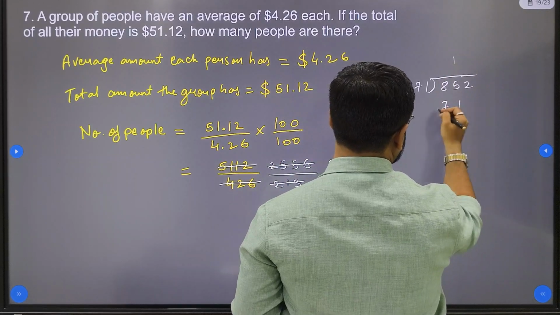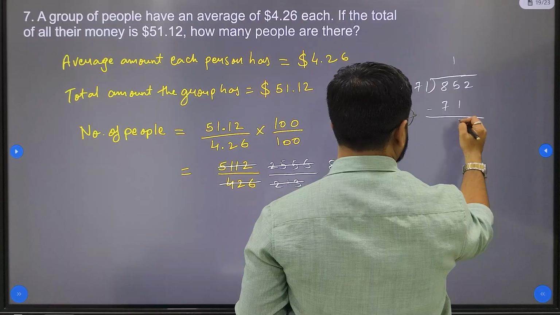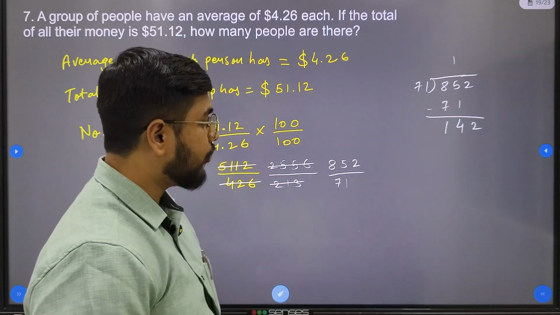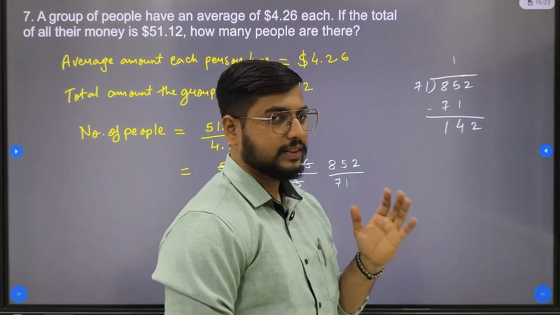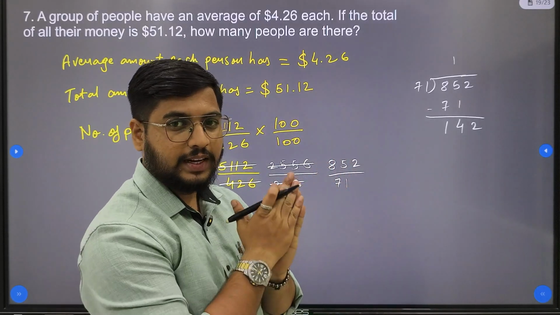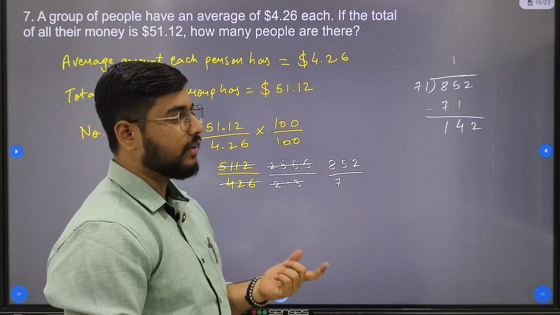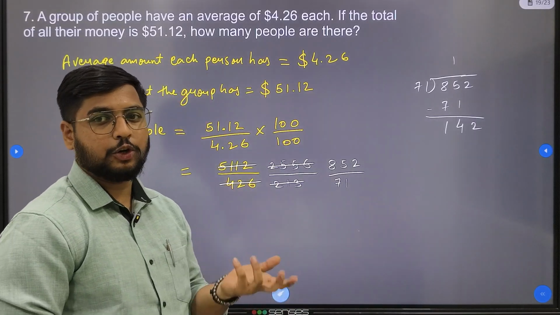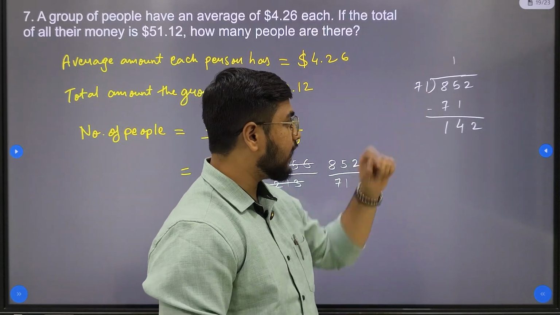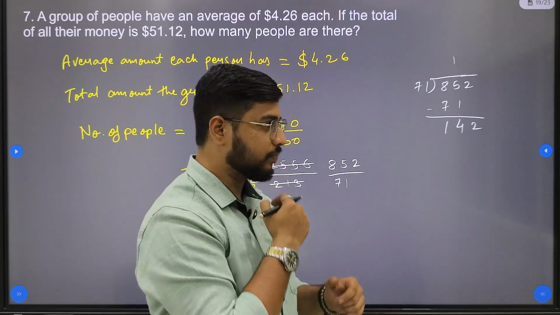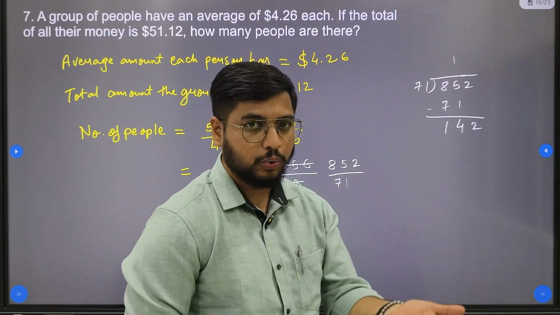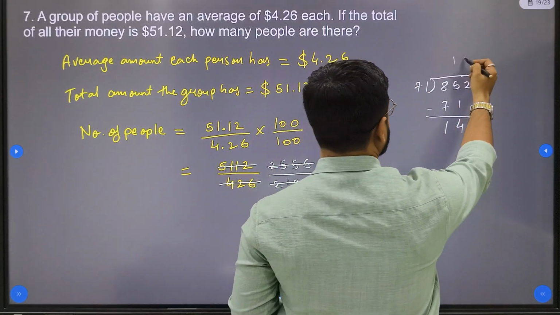71 ones 71. 5 minus 1 is 4. 8 minus 7 is 1. And 2 follows. 142. So what do we understand? 71, that is 70 plus 1. 70, if we neglect 0, so what is there? 7. 7 into 2 is 14. So 70 into 2 is 140. And what is left? 1. 1 into 2 is 2. So in the end what we have is 71 into 2, that is 142.